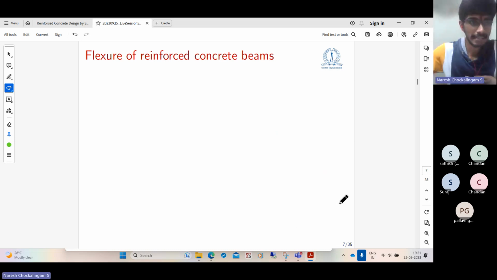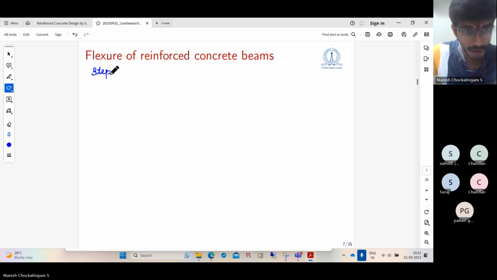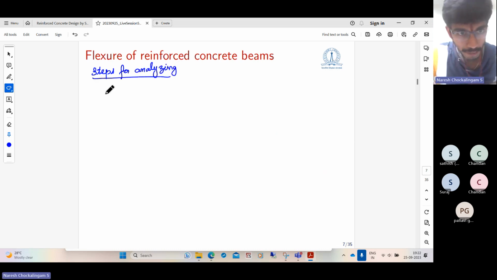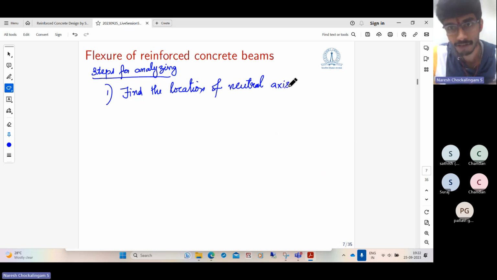So here are the steps for analyzing a cross section. There are only 2 steps. The first step is to find the location of the neutral axis. How do we find the location of the neutral axis? The neutral axis is the line separating the region of tension and the region of compression.